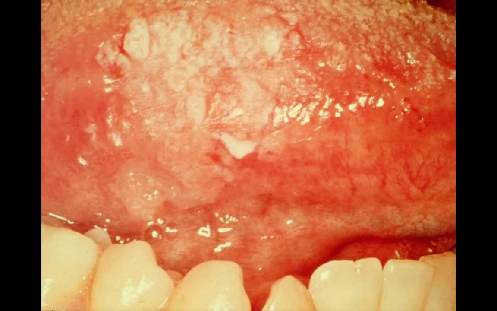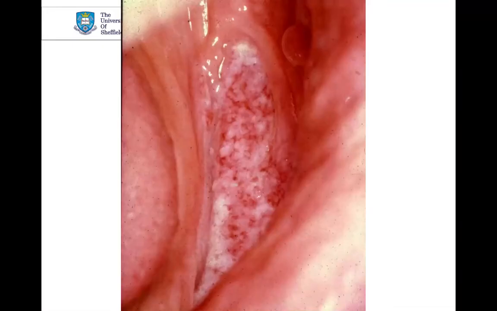Here's a white patch with thicker areas towards the dorsum of the tongue and thinner areas towards the ventral surface. And that lesion actually, particularly towards the back end of it, had some early invasive carcinoma. And here's a lesion on the alveolus, a classic erythroleukoplakia, lots of white and red mixed together. And this also was a lesion which, at the time of biopsy, was an early squamous cell carcinoma.